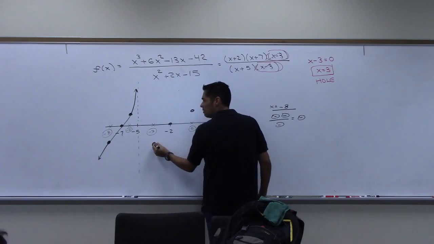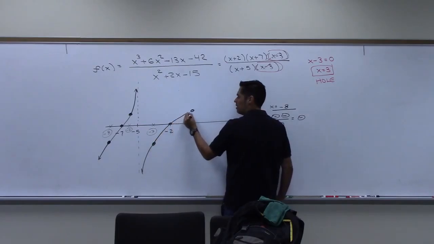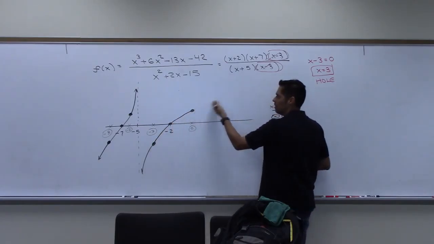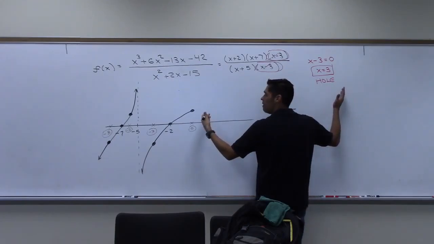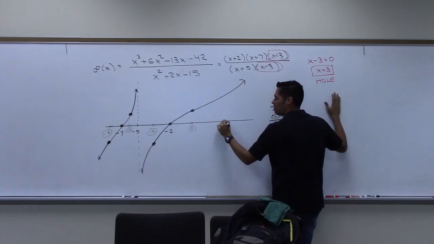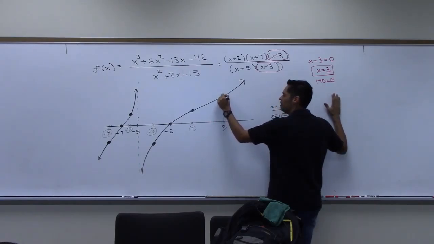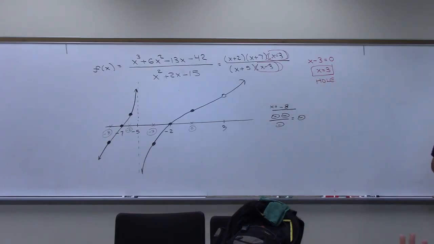Jump to the next one, draw to the left, go down. Connect dots, and then over here, I don't have anything else, so what did the right end do? It goes up, right? So it goes up like this. But there's a hole at 3. So at 3, I just mark 3, come up here, erase, hole. There it is.